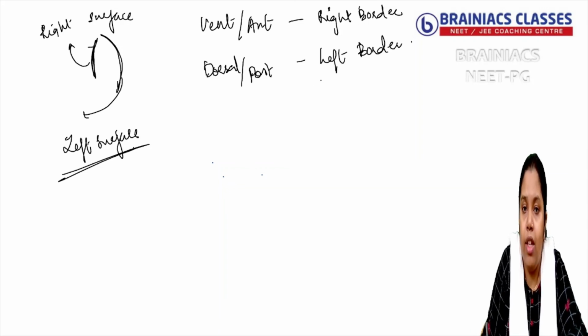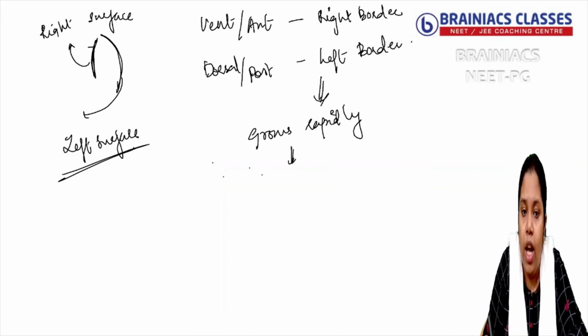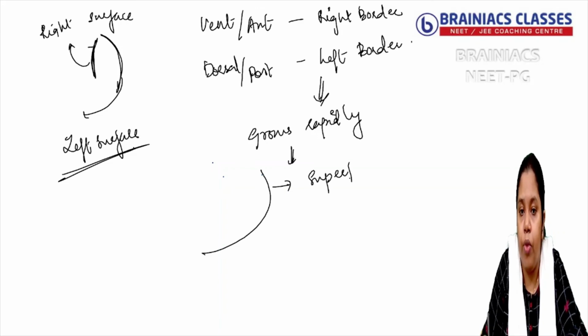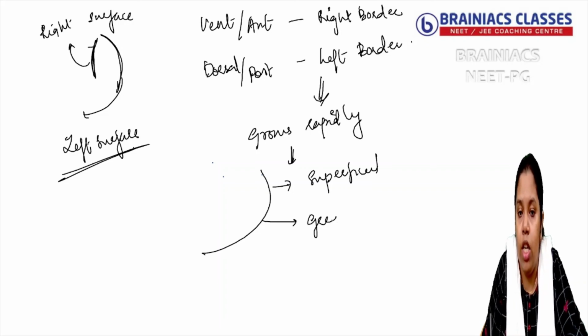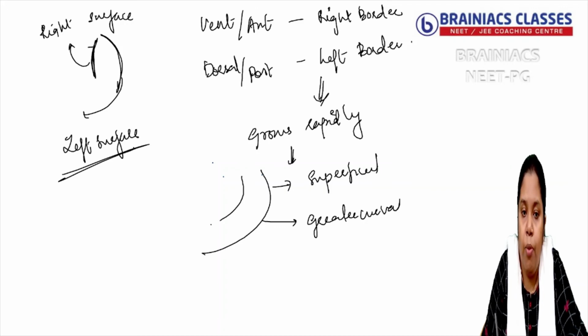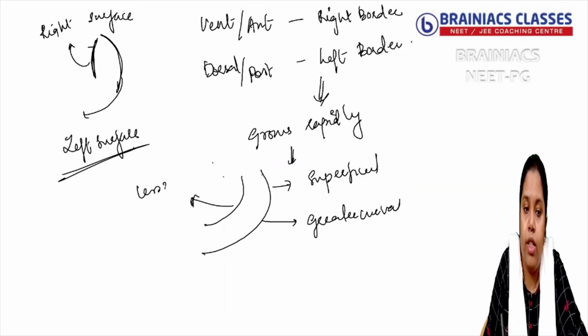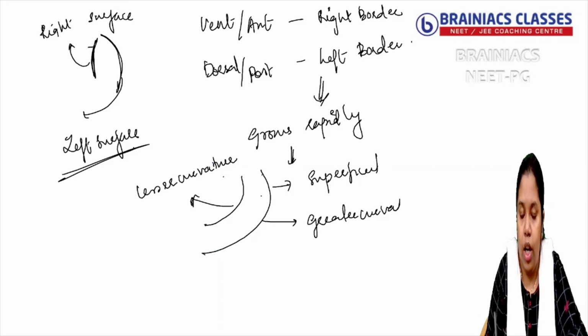And this left border will grow rapidly, so that it will be more in length and become superficial. The left border is called the greater curvature, and the right border that has grown slowly is called the lesser curvature.